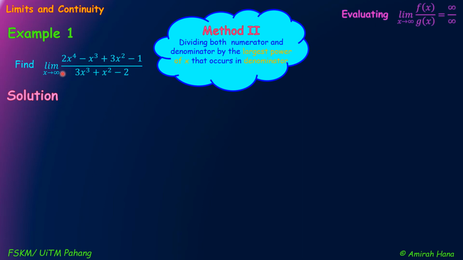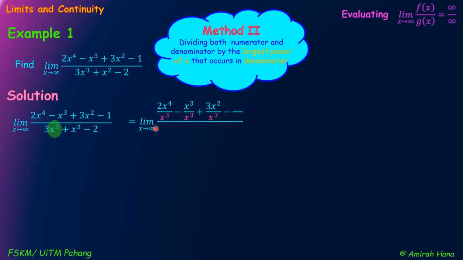Now, we look at method 2 to solve the same example. In this method, we divide both the numerator and denominator by the largest power of x that occurs in the denominator. From the given question, the largest power of x is actually x to the power of 4, but we want the largest power of x that occurs in the denominator, so it is x cubed. In this case, we divide each term in the numerator and each term in the denominator by x cubed, the highest power of x in the denominator.